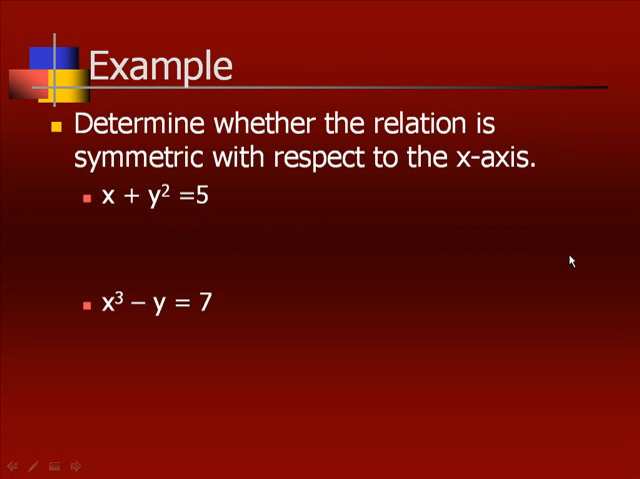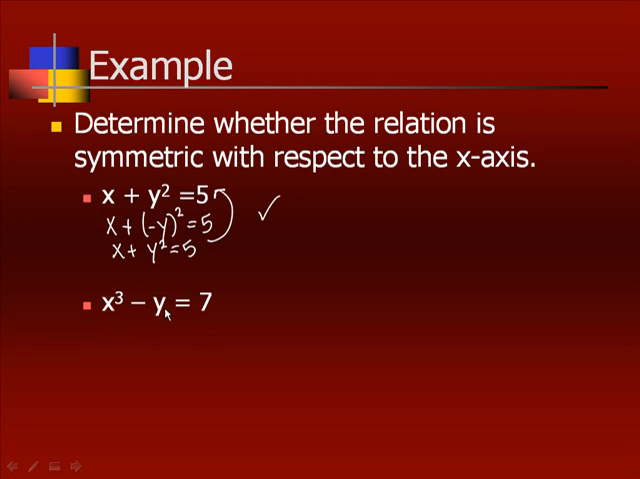So let's see if these two are symmetric with respect to the x-axis. If we have a y squared and we replace that with negative y squared, we get x plus negative y squared equals 5. But negative y squared is just y squared. Those are exactly the same. So yes, this one is symmetric. Now remember, it's not a function, but it's a relation that's symmetric with respect to the x-axis. What about the second one?